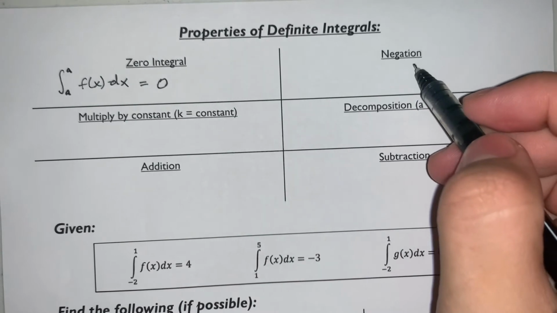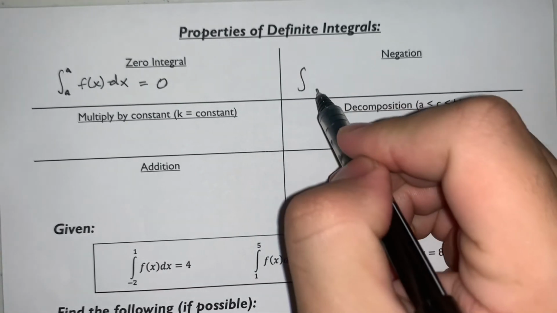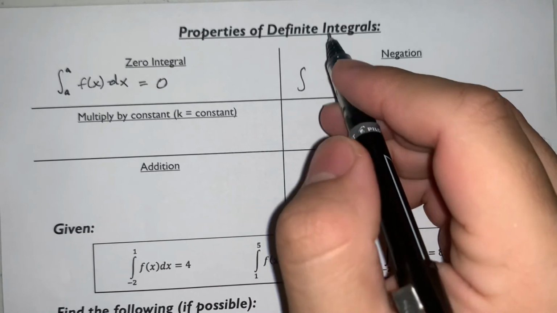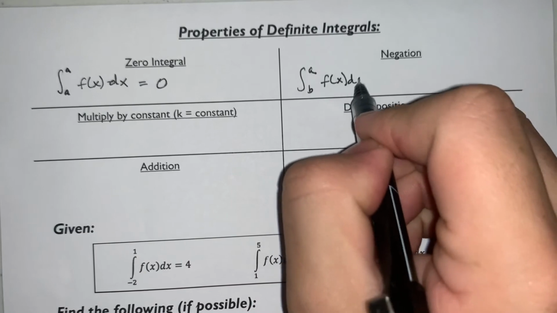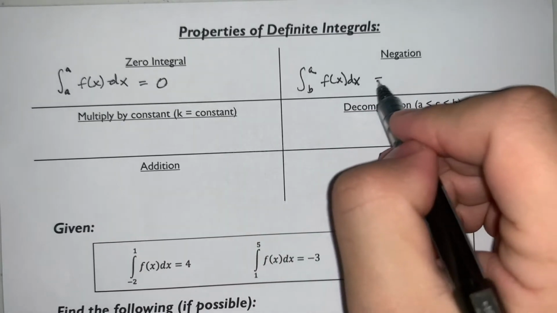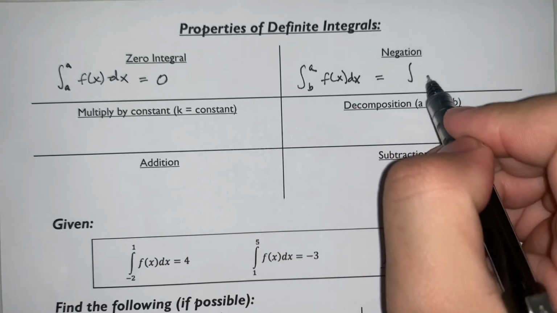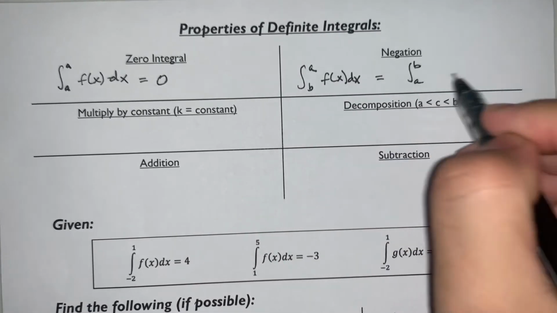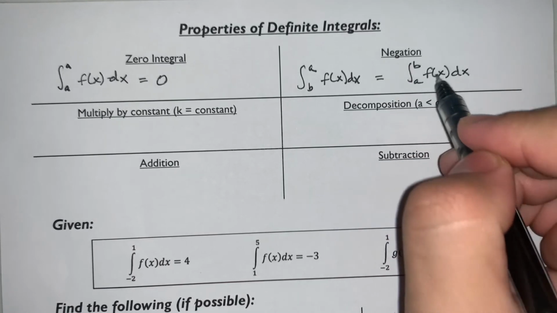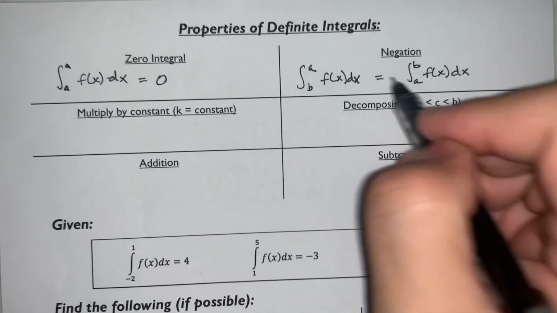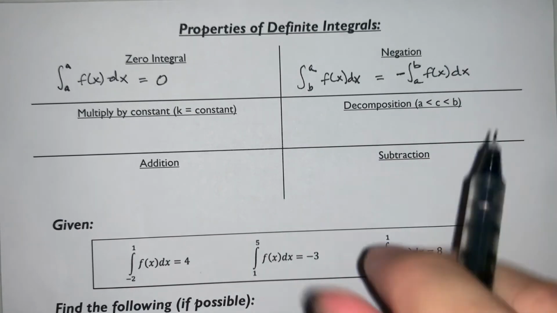One that I don't see too often, but see every now and then, is if you have the integral from b to a of f of x dx. Then you can change your bounds and go from a to b instead. But if you switch your bounds around, you're negating the original, so it's going to be negative instead. So just make sure you remember that.